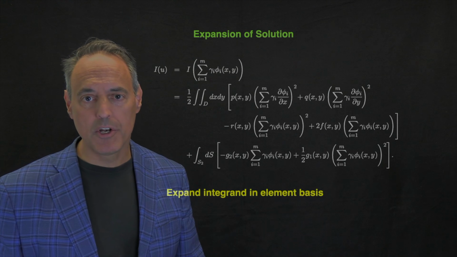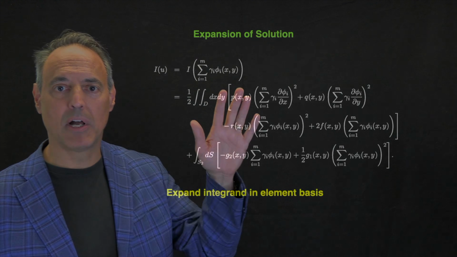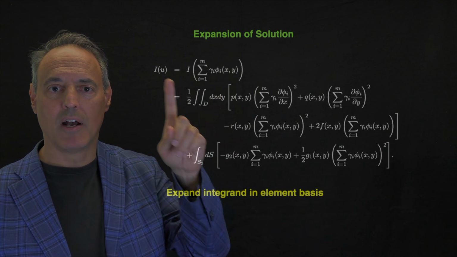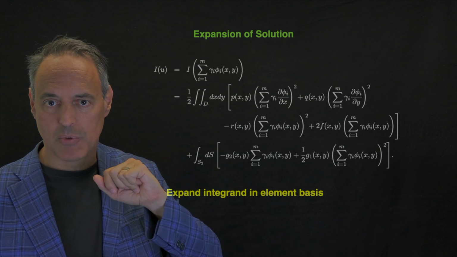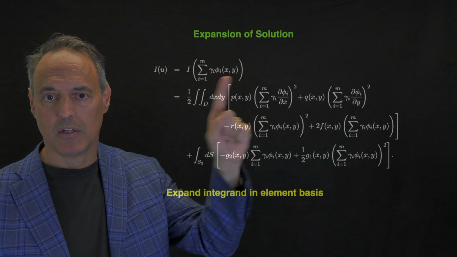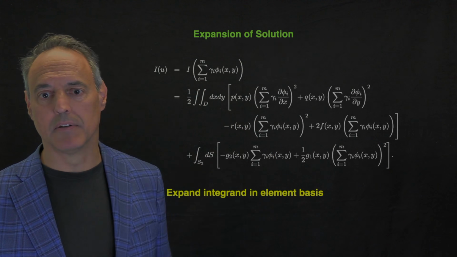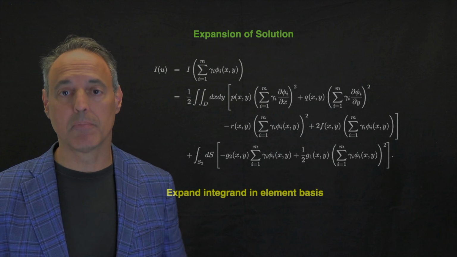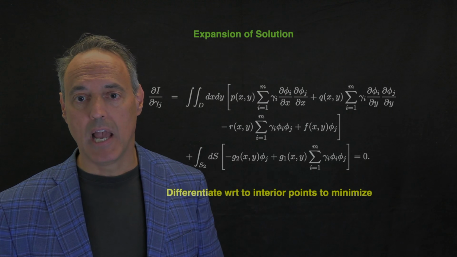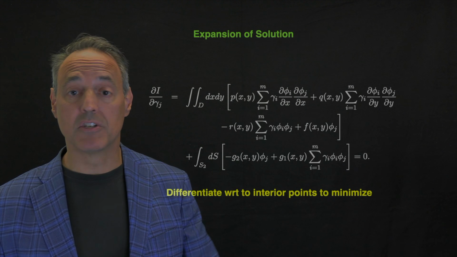So what we're going to do is take that solution and plug it in now to our integral formulation I of u. Okay? So we just throw in what the solution looks like and expand. Throw everything in, expand in these element bases. So this is my expansion that I have, and I can then start rearranging.